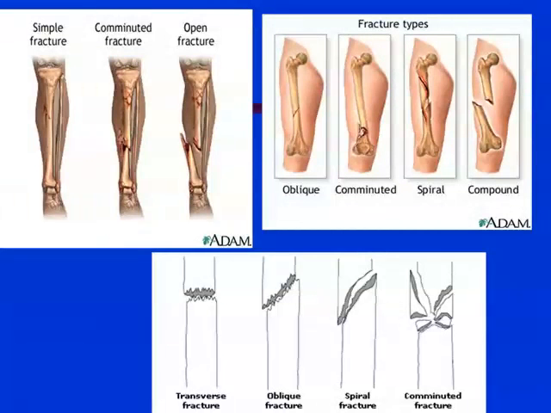Fractures of the bones are classified in a number of ways. A simple fracture involves a single fracture through the bone. A comminuted fracture is one in which the bone has been fractured into two or more fragments. An open fracture is one in which the fractured bone penetrates the skin.